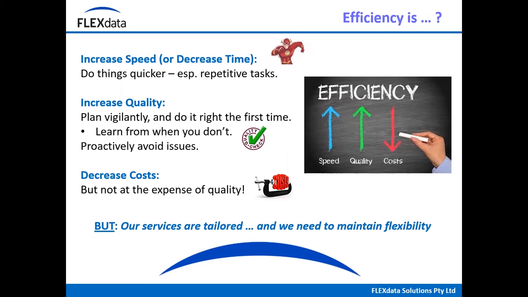And of course, we can improve efficiencies by decreasing costs. But we need to be able to do that without sacrificing quality. And if people are familiar with the iron triangle concept, we could talk about that. It's a very similar kind of approach here. We could decrease costs by hiring people that don't have any skills in IT. But that's not going to help us on the quality outcome or the speed when things actually need to be done.